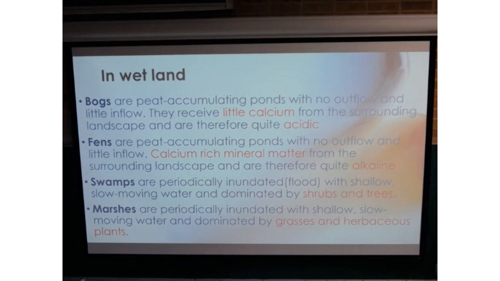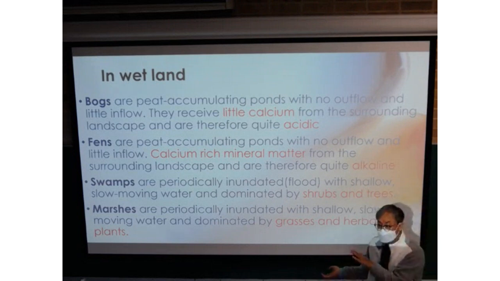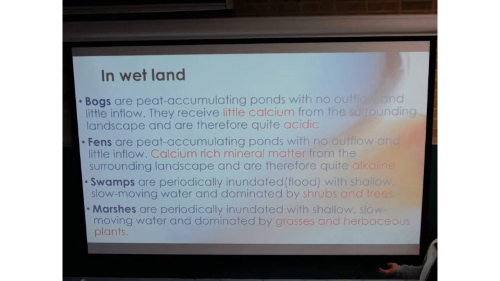And fens are peat accumulating ponds with no outflow and little inflow. It's really similar to the bog. So bog and fen are really similar. However, what is the difference between bogs and fens? Well, fen is calcium-rich mineral material. It means they get mineral from the little inflow, or their main soil material has a lot of calcium. And what do they have?